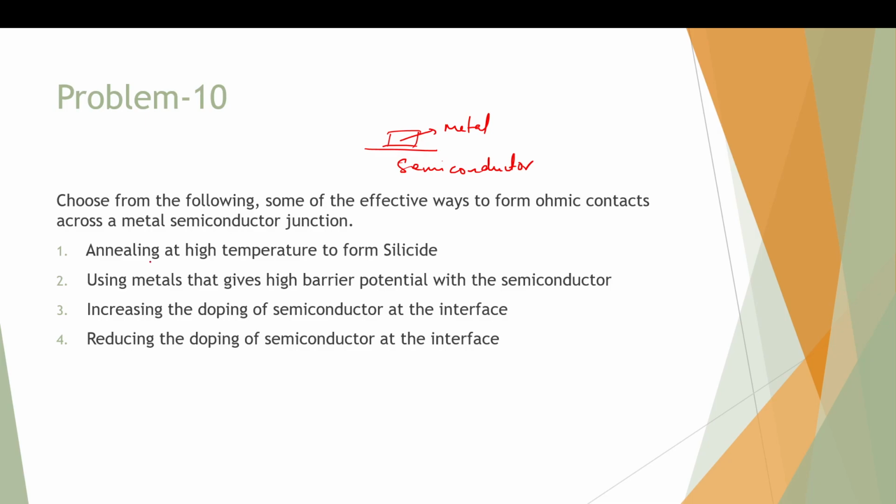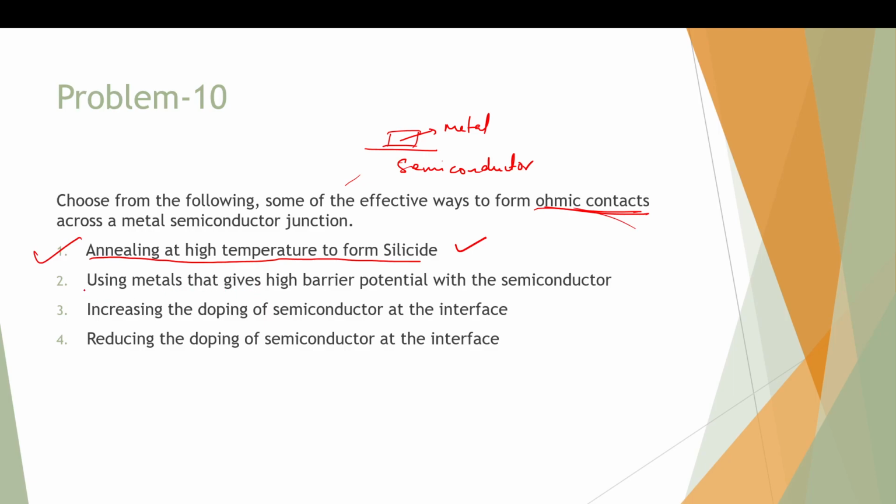Okay, can you explain why 1? 1 is the correct answer. When we form the silicide, like titanium or tungsten silicide, it gives a better chance. Yeah, that is actually true. Instead of directly going from the metal to the semiconductor, the silicide will act as an intermediate work function. So the transition will be gradual, and that helps in getting ohmic contacts.